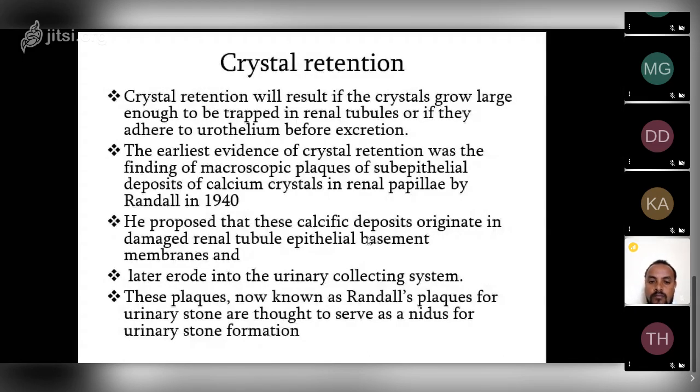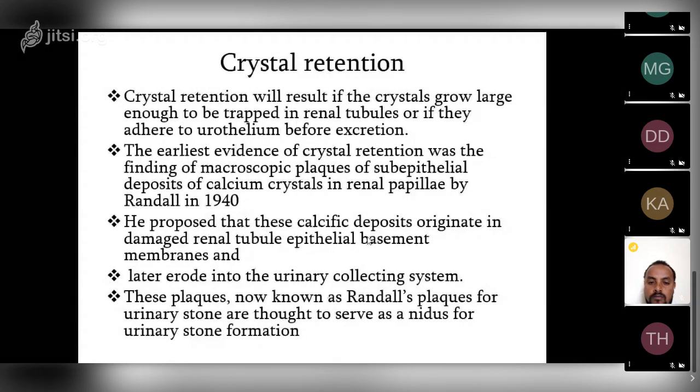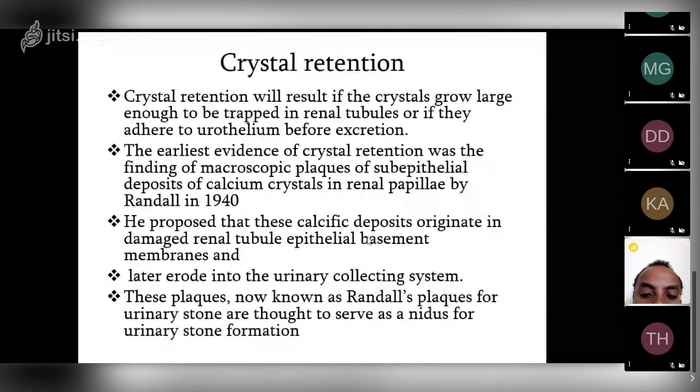So crystals formed in the urinary tubules can be retained in the tissue from the apical to the basement side of the tubular epithelium. He proposed that these calcific deposits originate in the damaged renal tubular epithelium basement membrane. So after they are retained, they cause renal tubular damage and later erode into the urinary collecting system. And these plaques, known as Randall's plaque for the urinary stones, are thought to serve as nidus for urinary stone formation.